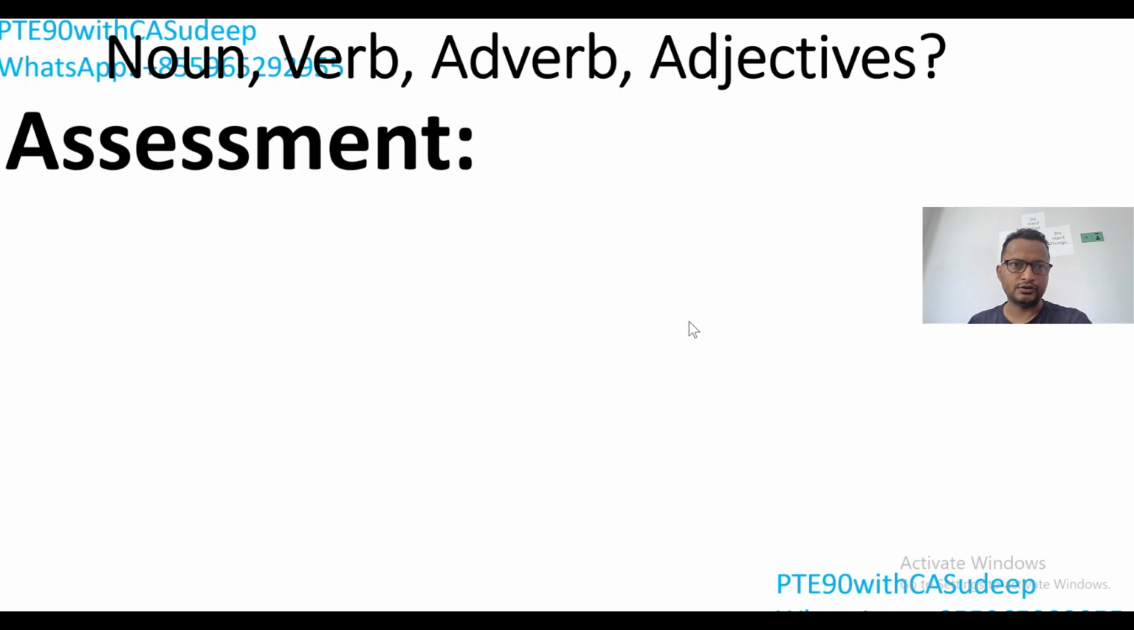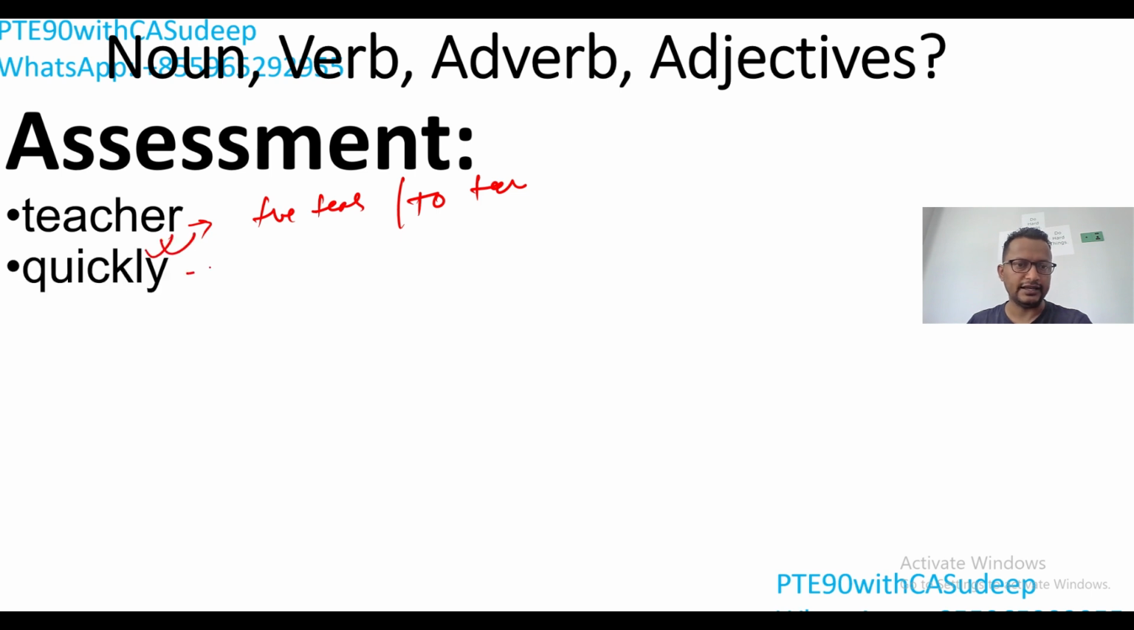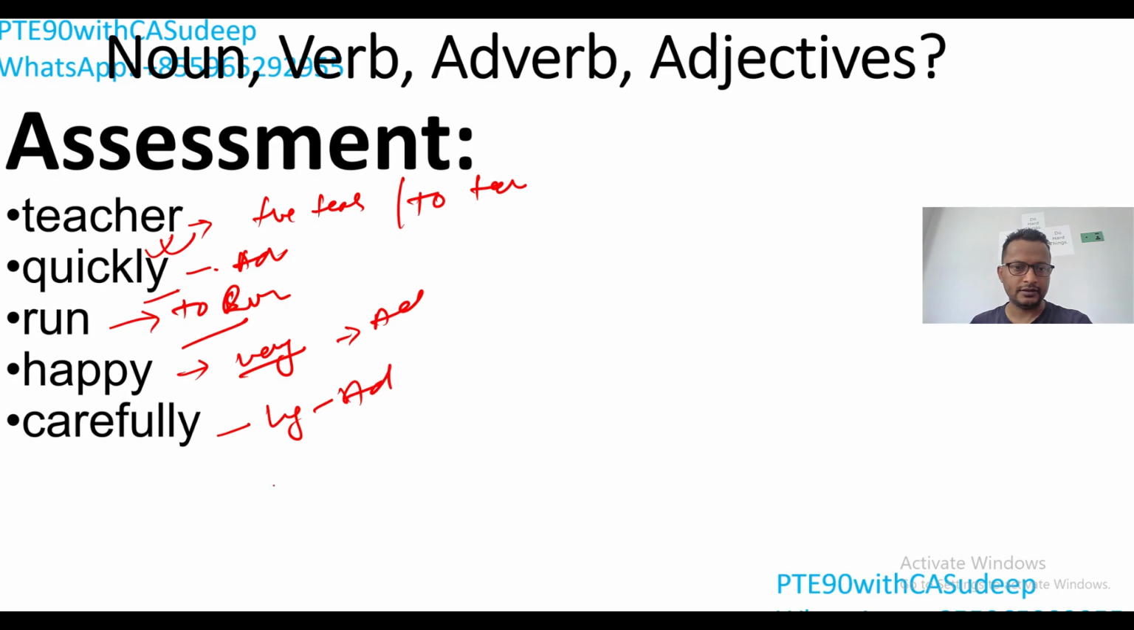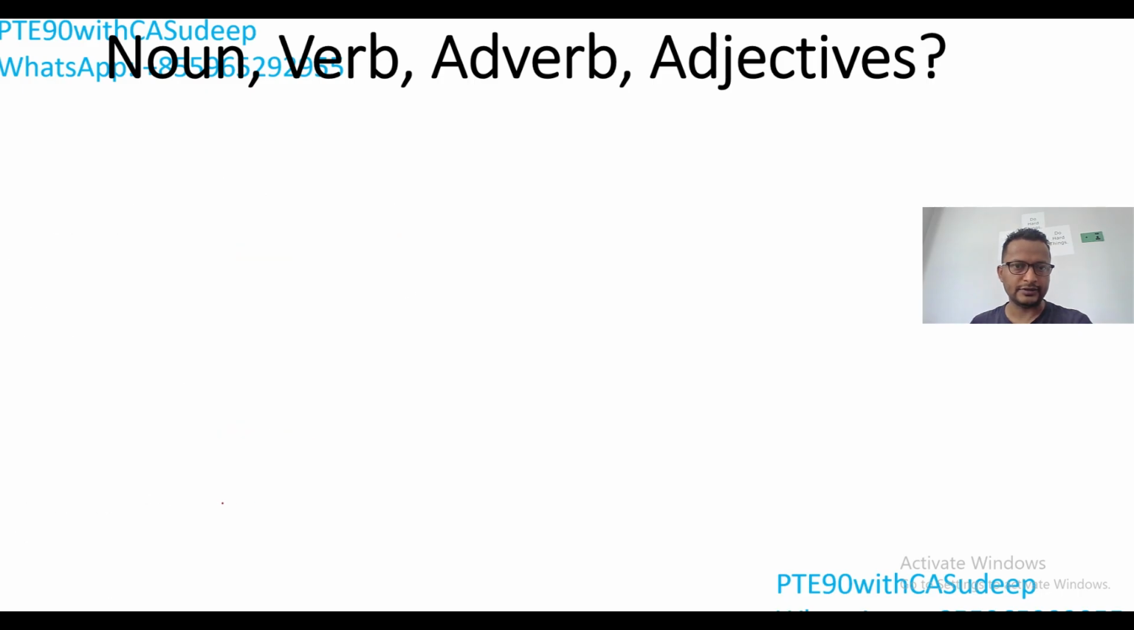Okay, so let's do the assessment questions quickly. Teacher: put "the" before teacher, right? It makes sense. Now put "to" before teacher. Does it make sense? No, right? So teacher is a noun. Okay, quickly, "ly": adverb, right? Let's see. Run: "to swim", "to run". Makes sense? Yes, this is a verb. Happy: "very happy" makes sense, right? It is an adjective. Okay, loudly: "ly", this is an adverb.